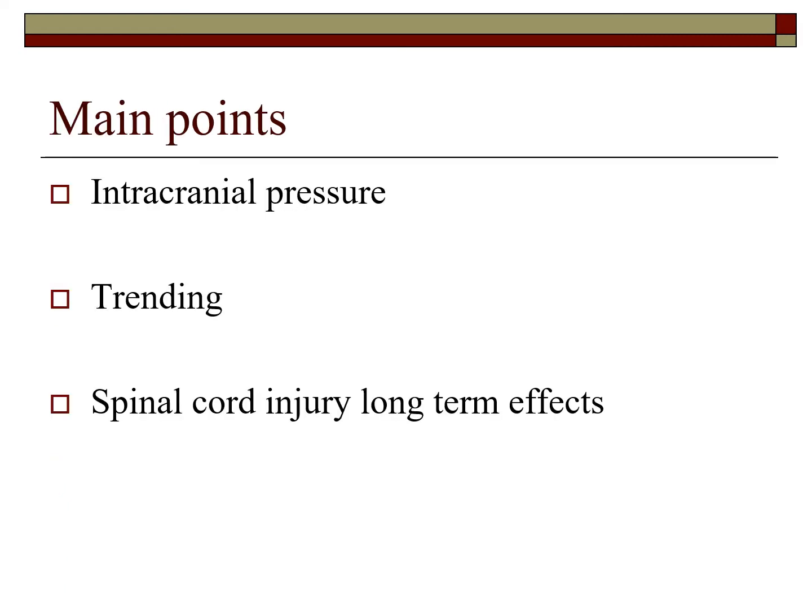The main points of the presentation are going to be a lot about intracranial pressure when we look at trauma to the brain or traumatic brain injury. The other issue for brain injury is trending. Especially in the acute phase, we really want to pay attention to trends of level of consciousness and neuro signs. For spinal cord injury, we'll look at the urgent and emergent care for those patients and also the long-term effects for spinal cord injured patients.